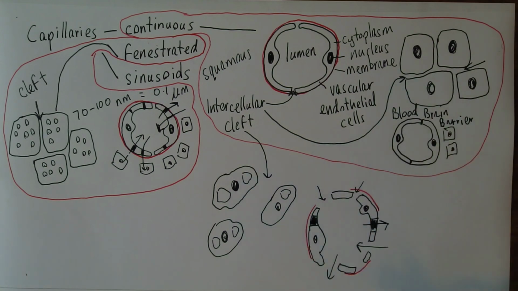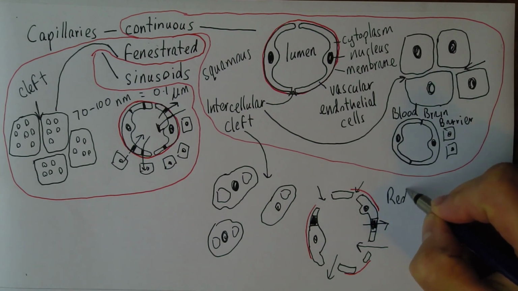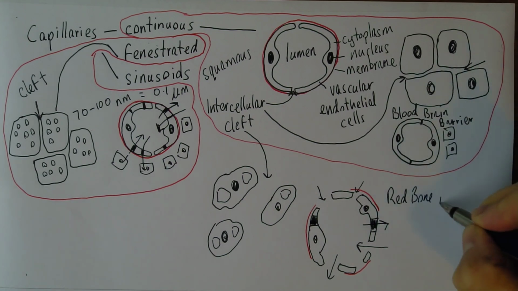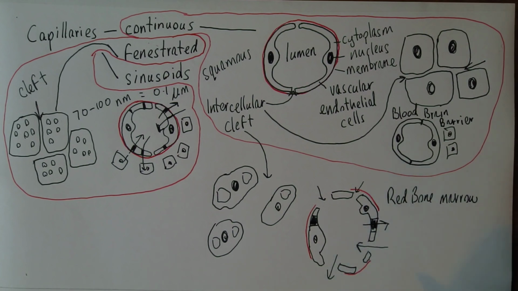So these are designed to allow large exchange of material. So larger structures such as proteins can get in and out, and even red blood cells can get in and out of some of these. For example, you get these in the red bone marrow, so the newly formed red blood cells can actually squeeze out of here to get from the red bone marrow into the circulation, the new erythrocytes.